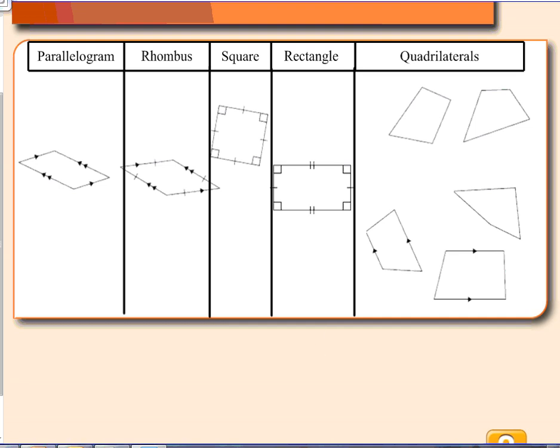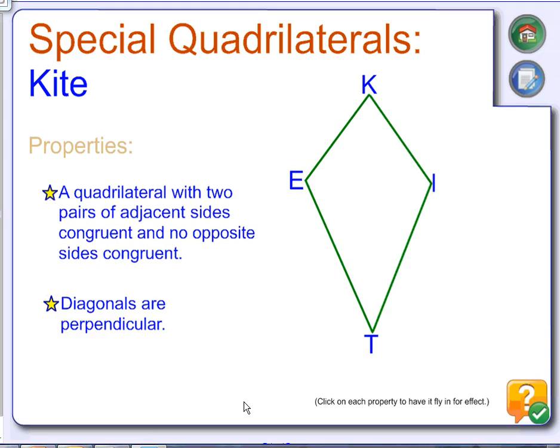From here, we have kites. Properties of a kite: a quadrilateral with two pairs of adjacent sides congruent, no opposite sides congruent. So that means that this side and this side are congruent to each other, and this side and this side are congruent to each other. And their diagonals are perpendicular.